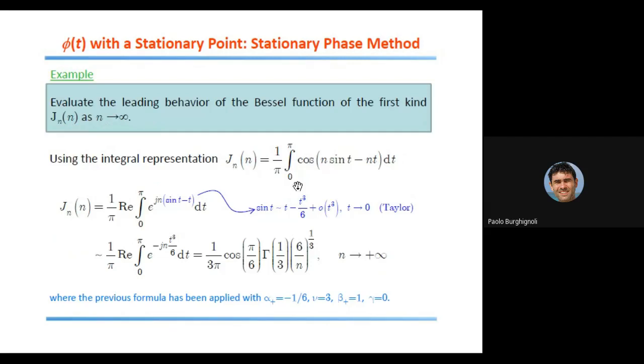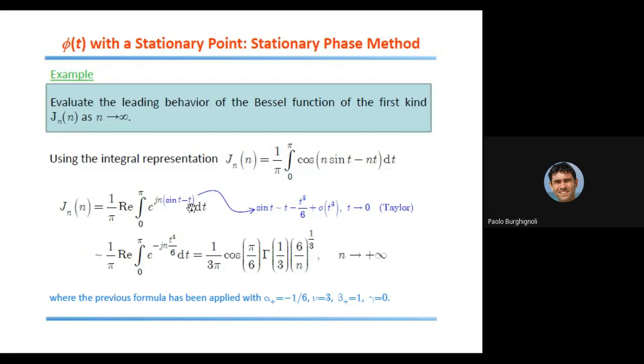That's an integral from 0 to pi of a simple cosine function. However, the argument of the cosine involves another trigonometric function, which is the sine. And so this integral cannot be closed analytically. It can be written in terms of exponentials by writing the cosine function as the real part of an exponential, in which you see the large parameter n is factored in the exponent.